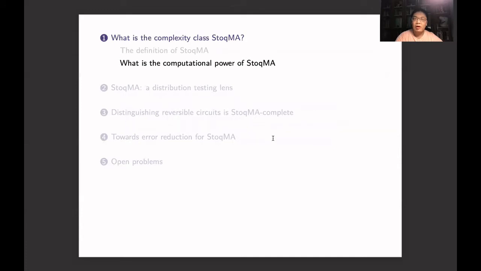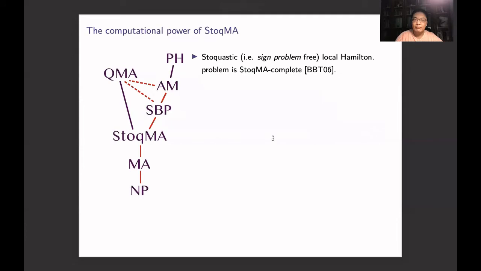Then what's the computational power of StoqMA? Bravyi, Bessen, and Terhal defined this class to capture the computational power of the stoquastic local Hamiltonian problem. So the local Hamiltonian doesn't have the sign problem, namely, think about this exponential size matrix, where each off-diagonal entry of this matrix is non-positive. Such a problem is StoqMA-complete.